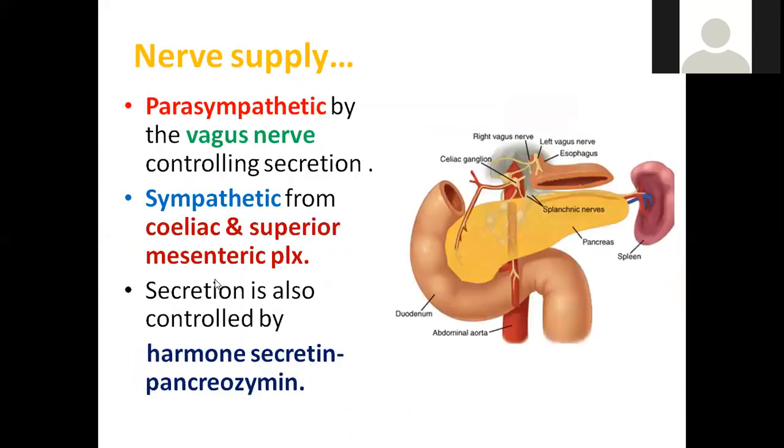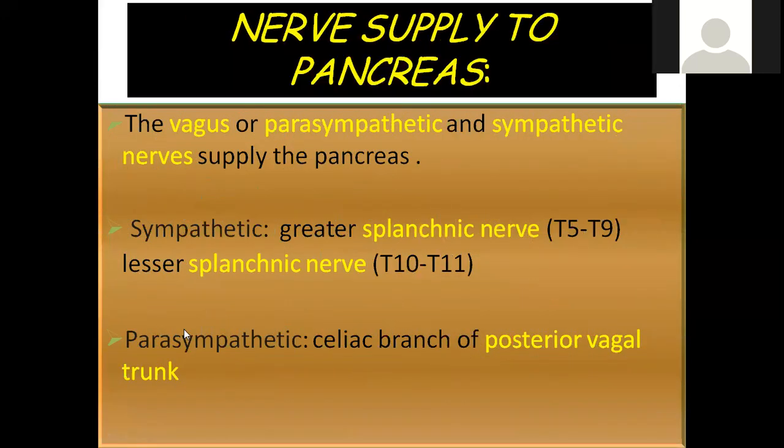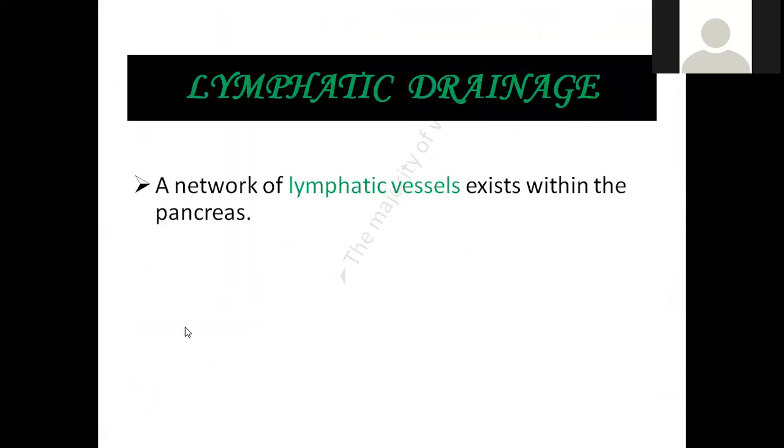Nerve supply, always for abdominal organs: you remember this nerve, vagus. Parasympathetic is always vagus. Sympathetic is celiac plexus and superior mesenteric plexus. Enough. The remaining details I don't recommend. Unnecessarily, I don't want to trouble you.